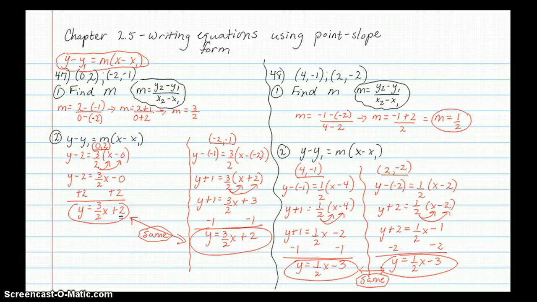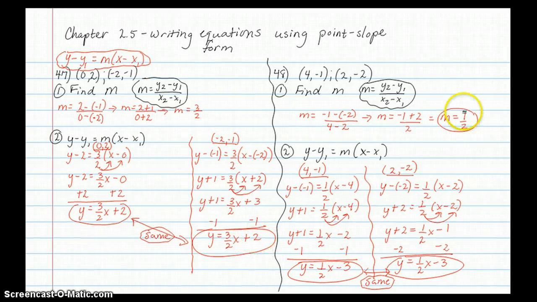You're going to see that that is the same as when you used the ordered pair negative 2, negative 1. So y minus a negative 1 equals 3 halves times x minus a negative 2. That changes to y plus 1 equals 3 halves times, in parentheses, x plus 2, which gives us y plus 1 equals 3 halves x plus 3, because 3 halves of 2 is 6 halves, or 3. Subtract 1 from both sides, and we end up with y equals 3 halves x plus 2.